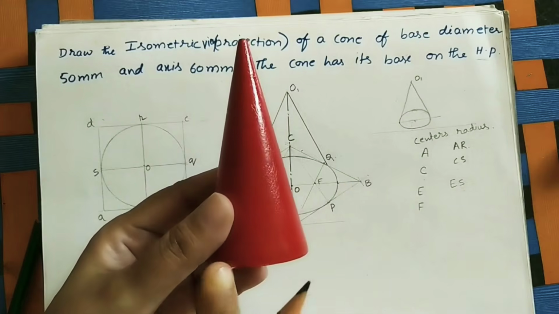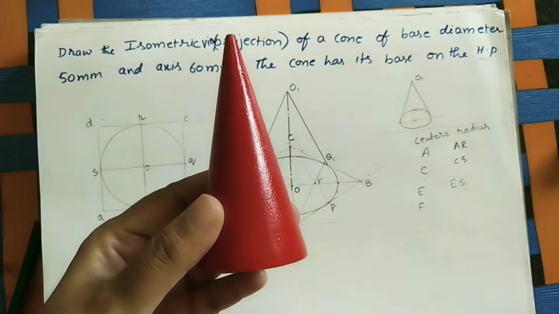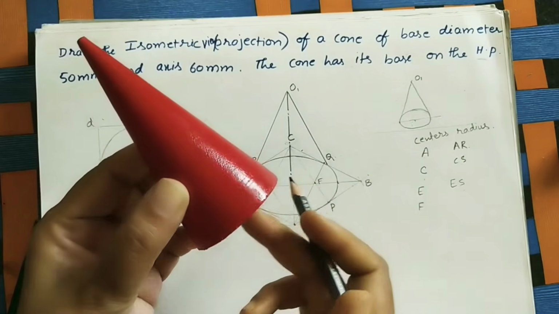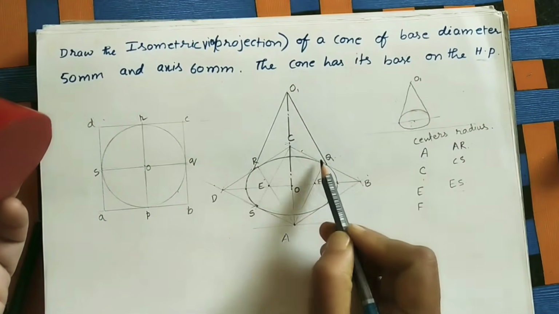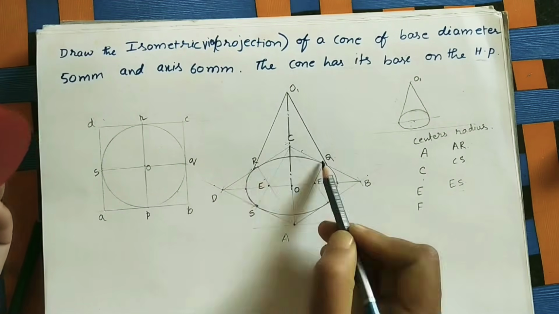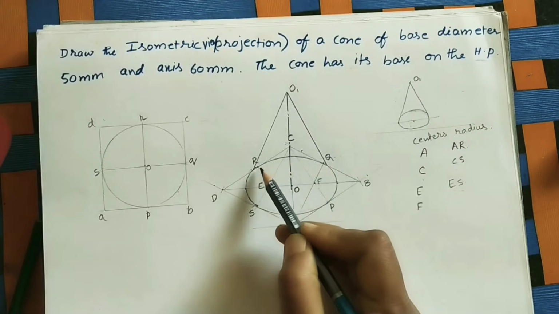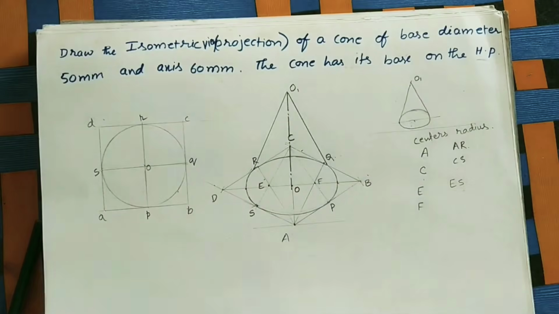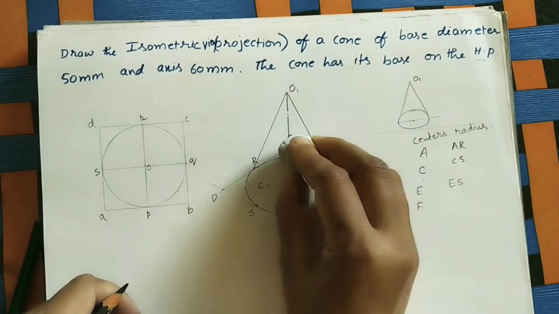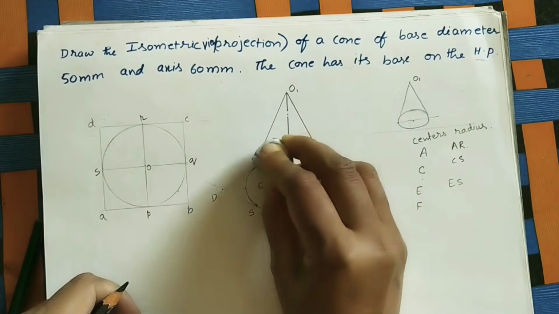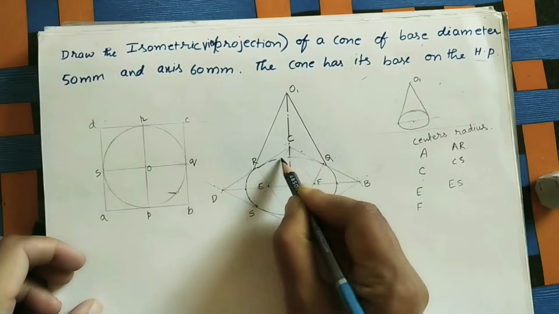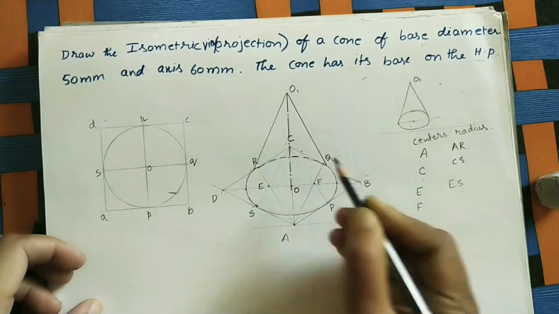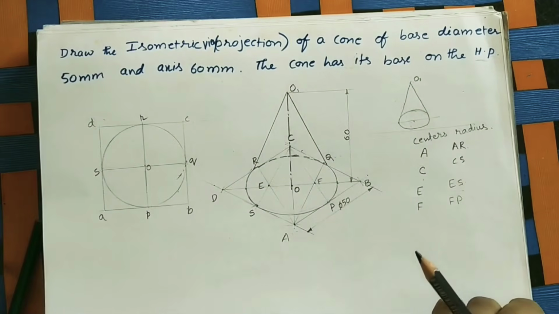If you see here, we can see this base front curve. This behind curve we can't see. Whatever length is there should be invisible, so we have to make it a dotted line. It is the invisible part. As we know, dotted line means dashed line. So here, remove this line lightly. Like this. This is the isometric view of a cone.